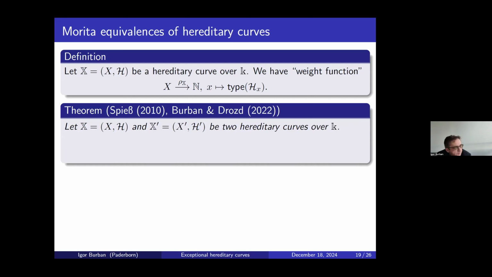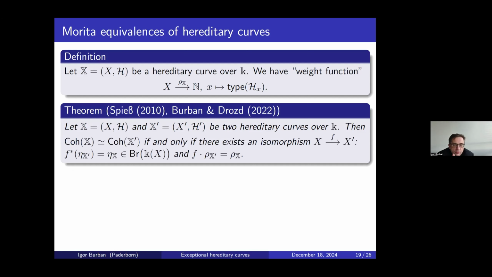And now a theorem, which is due to Michael Spieß, tells that two such hereditary curves are equivalent if and only if the centers are isomorphic. Again, like for homogeneous curves, I want the identification of Brauer classes, but I also want the identification of the corresponding weight functions. So if this is fulfilled, then the two categories of coherent sheaves are equivalent.